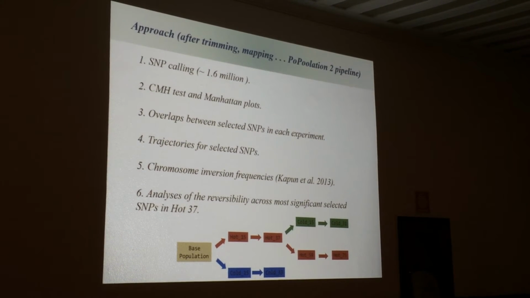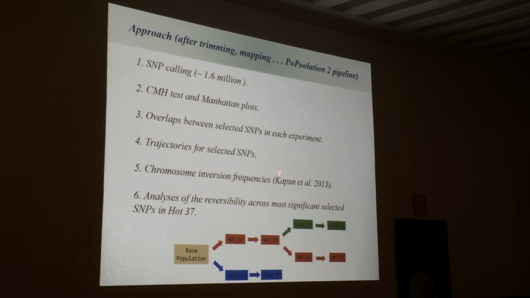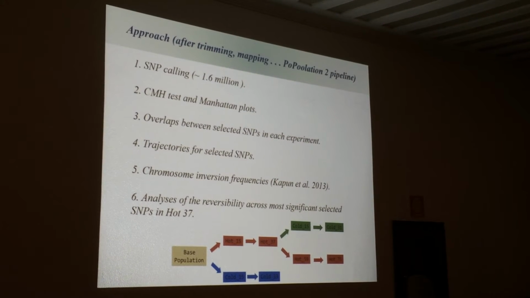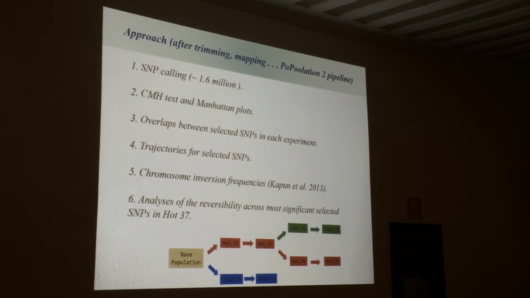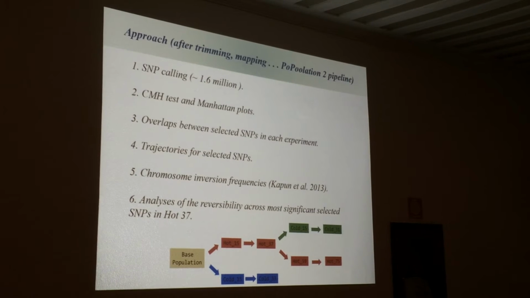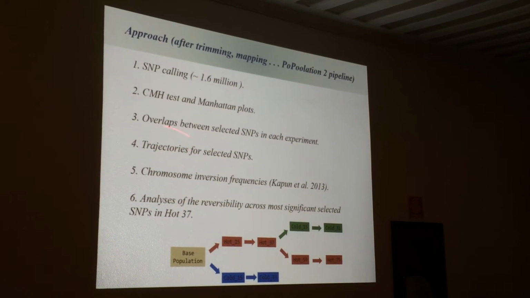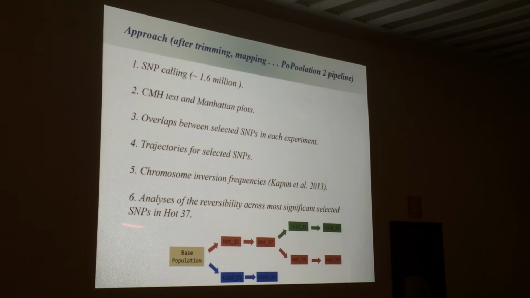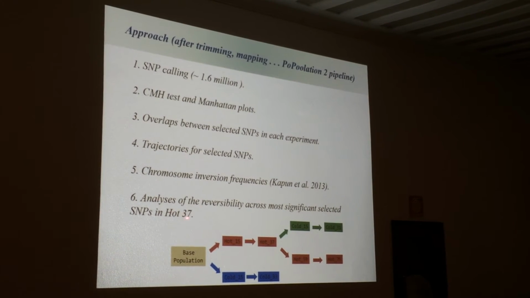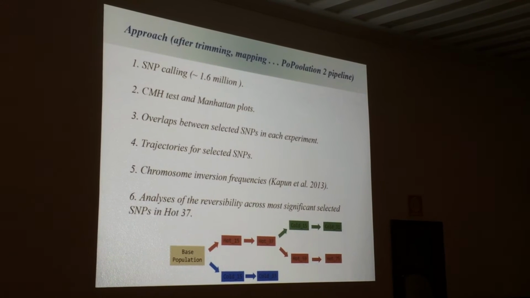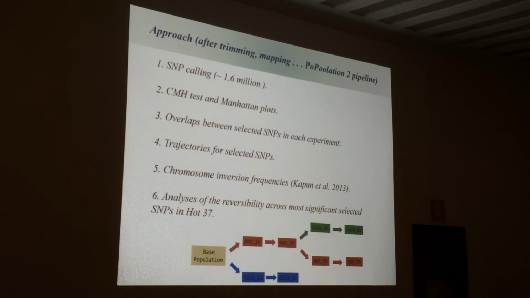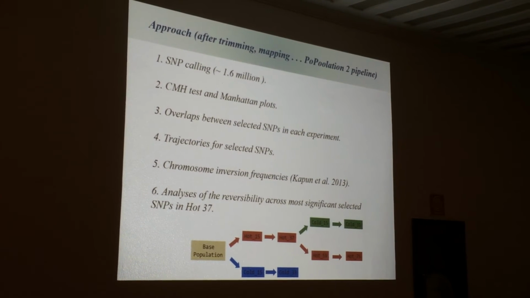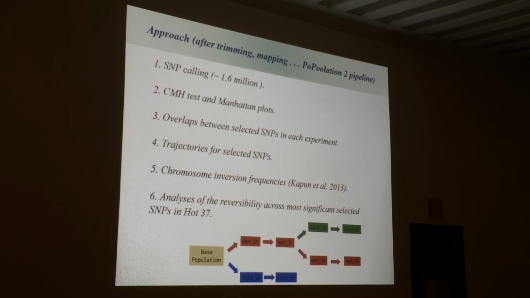We also took advantage of a recent paper that published a set of SNP markers that allows you to calculate the frequencies of the inversion chromosomes in Drosophila, and to follow the trajectories of those frequencies using pool-seq data without haplotype data. And finally, we performed an analysis of the reversibility of selection across the most significant selected SNPs from the hot generation 37 here.